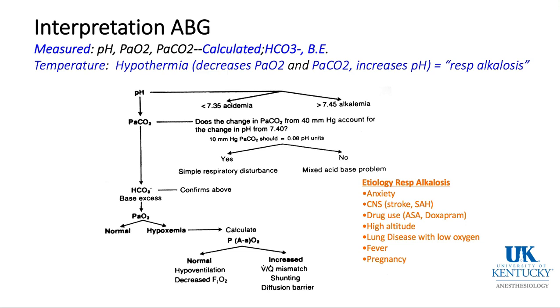Now, one of the key words from several years ago was the etiology of respiratory alkalosis. Anxiety, a patient breathing rapidly, stroke, drug use like aspirin and doxapram, which is a respiratory stimulant. When you go up to high altitude, in response to the low barometric pressure and low PaO2, your carotid body senses that and you hyperventilate at high altitude, at least acutely. Lung disease with low oxygen, you breathe fast, fever, pregnancy: all examples where you can have a respiratory alkalosis.